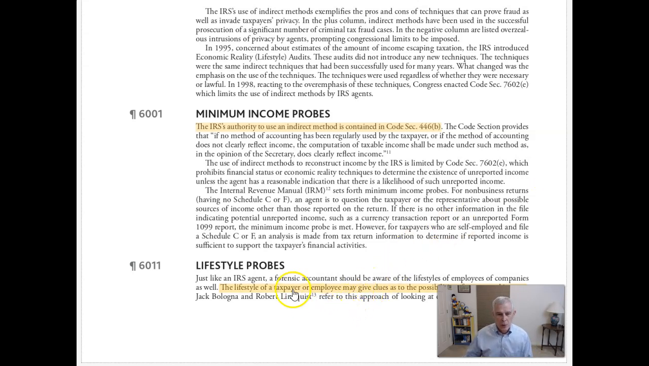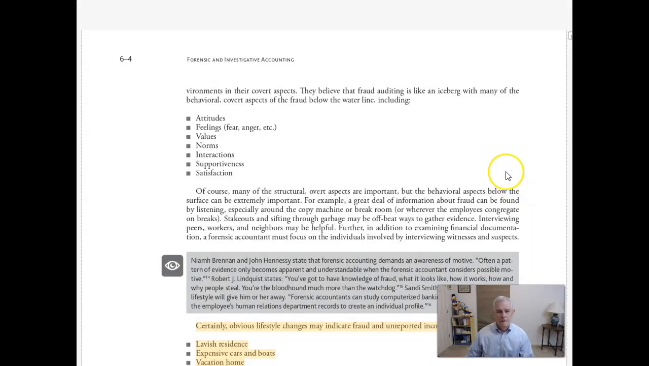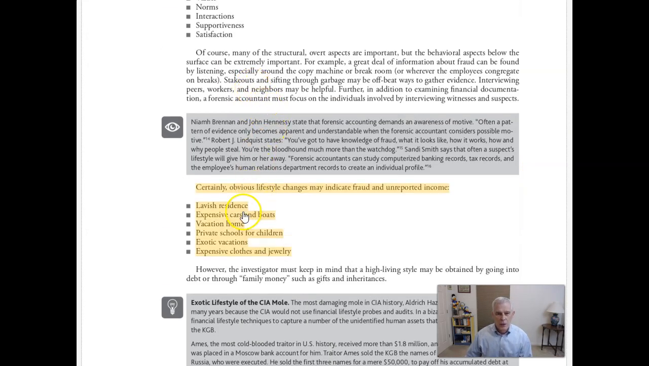So we can look at things like lifestyle probes down here, and that could give someone a clue about maybe someone not reporting income. This can be the IRS looking at someone's lifestyle, or a forensic accountant noticing an employee's lifestyle, and they would think, well, why is the employee flashing all this expensive jewelry or have that real expensive car in the parking lot? That person doesn't make that much money from the company. Is something being embezzled from the company? Or from the IRS point of view, is all the income being reported on the tax return? The text mentions expensive cars, lavish residence, vacation home, private schools, vacations, expensive clothes and jewelry. This is what you start to notice. Does something just look out of place for the probable income that person is earning?